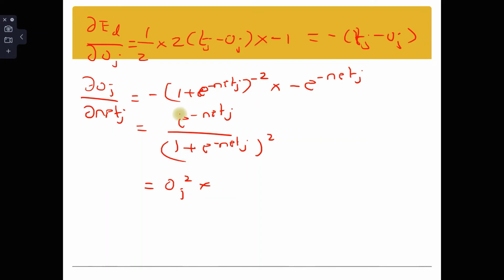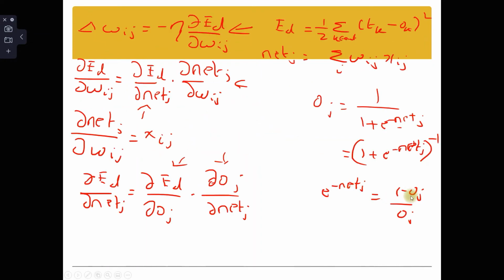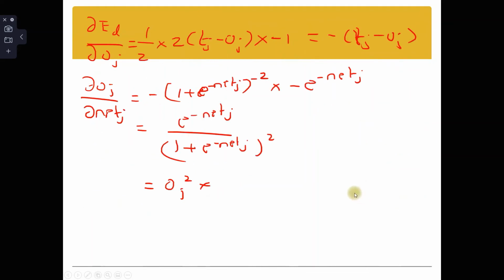Multiplied by, of course, the e power negative net j that we just obtained here, 1 minus oj over oj. And this is equal to, of course, oj into 1 minus oj.